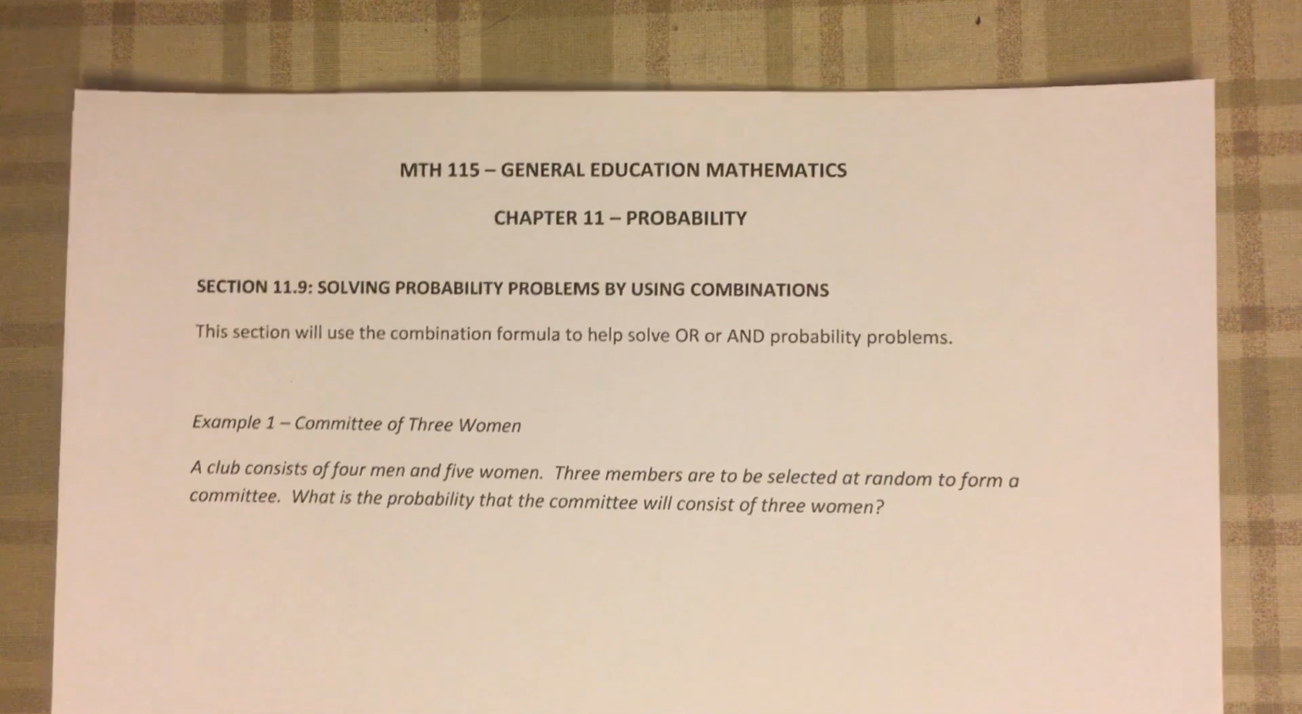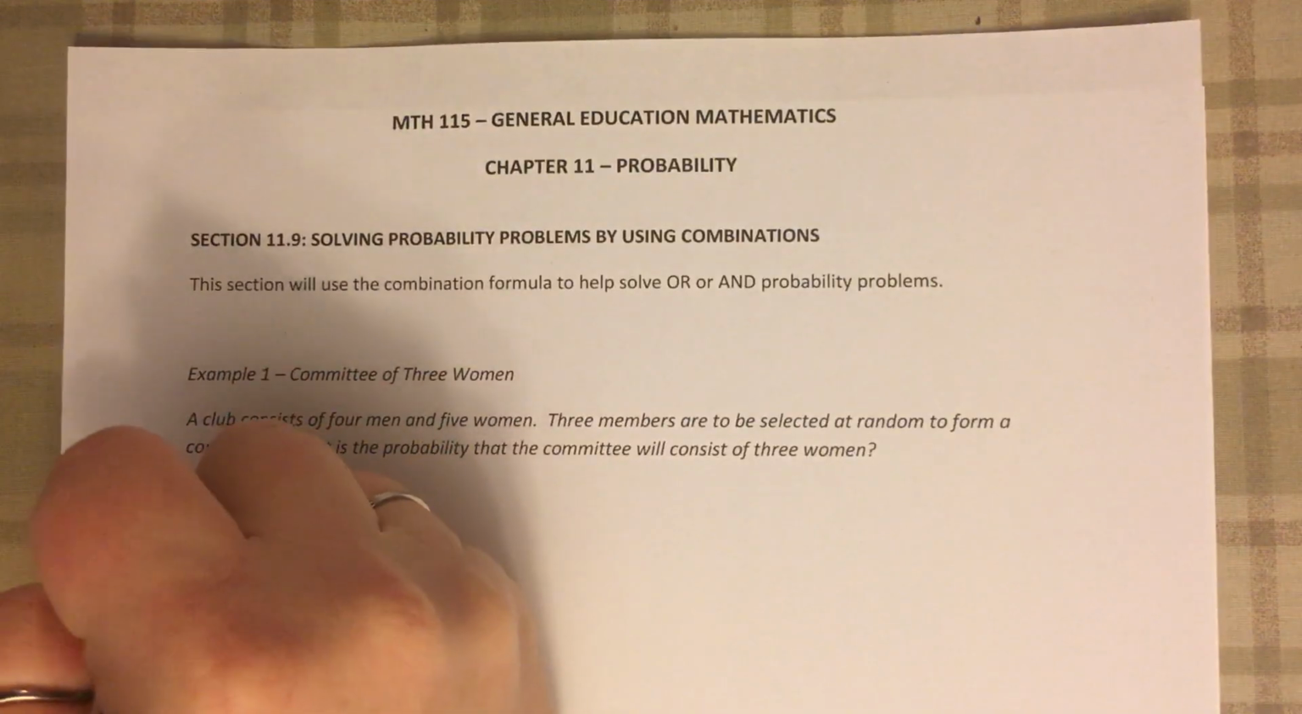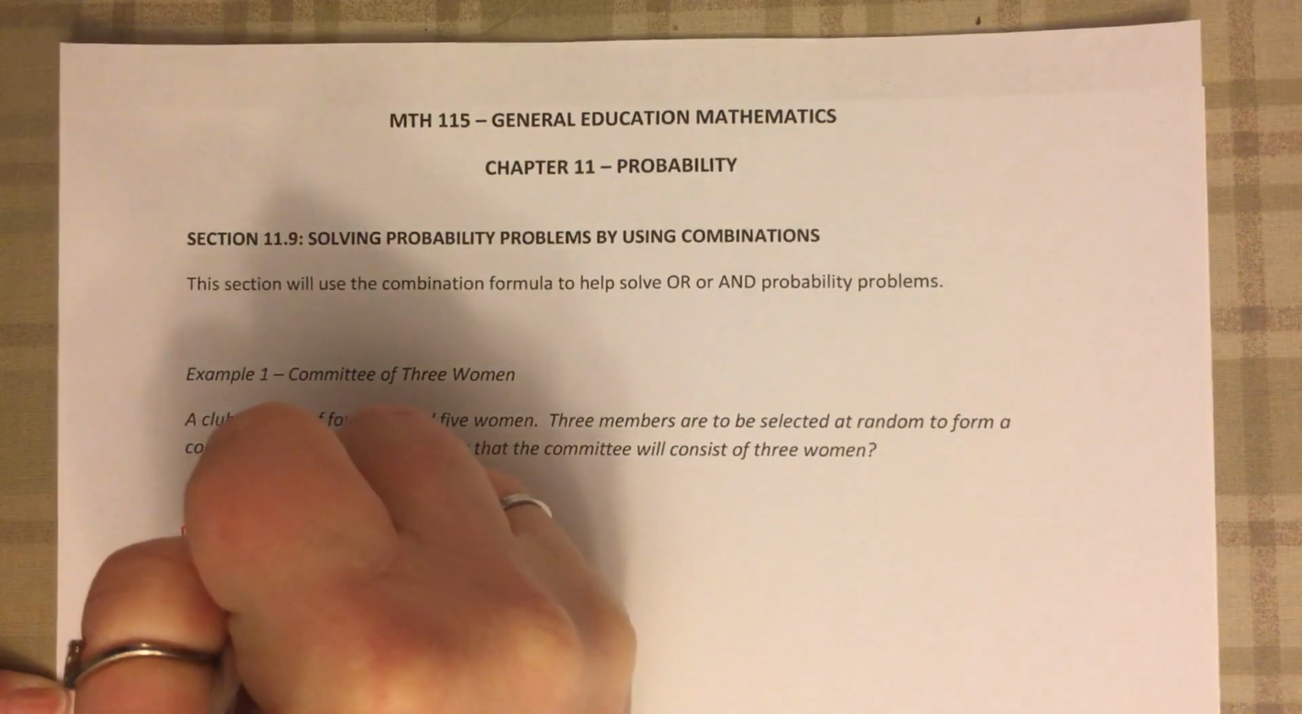So for example 1, a club consists of 4 men and 5 women. 3 members are to be selected at random to form a committee. What is the probability that the committee will consist of 3 women? So we are looking for the probability that our committee will consist of 3 women.